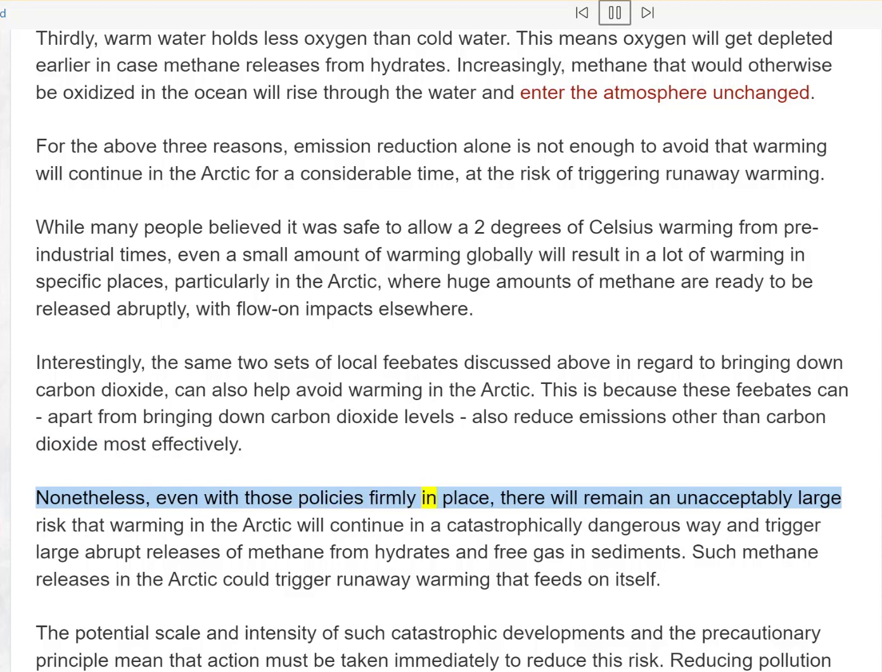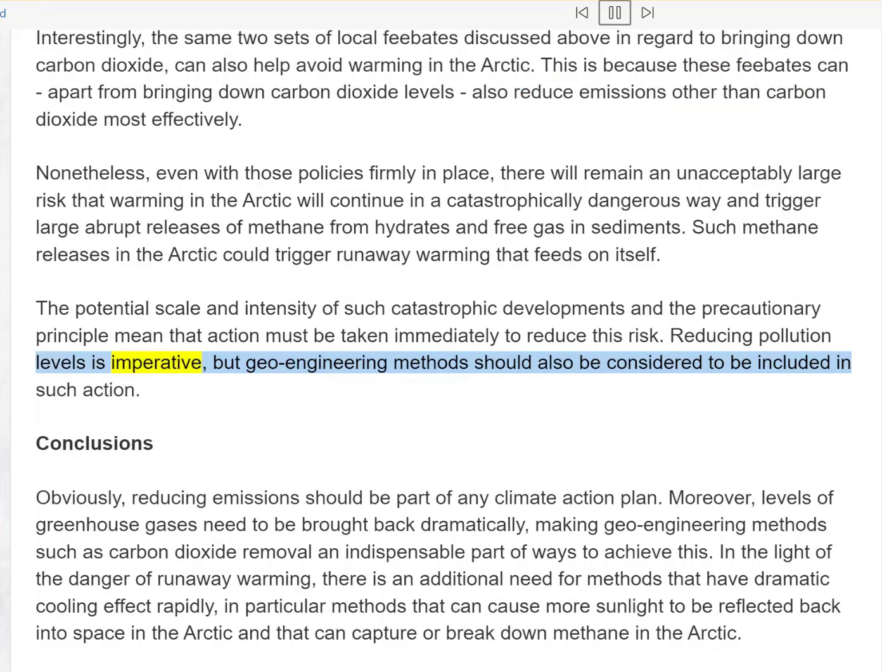Nonetheless, even with those policies firmly in place, there will remain an unacceptably large risk that warming in the Arctic will continue in a catastrophically dangerous way and trigger large abrupt releases of methane from hydrates and free gas in sediments. Such methane releases in the Arctic could trigger runaway warming that feeds on itself. The potential scale and intensity of such catastrophic developments and the precautionary principle mean that action must be taken immediately to reduce this risk. Reducing pollution levels is imperative, but geoengineering methods should also be considered to be included in such action. Conclusions. Obviously, reducing emissions should be part of any climate action plan.